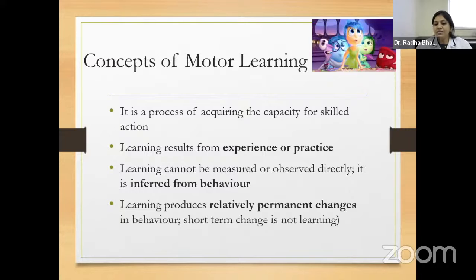And the last, which is very important, is that there should be a relatively permanent change in the behavior. If it is not reflected in the behavior, if there's no change in the behavior, learning has not occurred. It's as simple as that. So the main thing that you need to remember is experience or practice. It is inferred from behavior. You cannot count it like that. And it is a relatively permanent change that takes place.